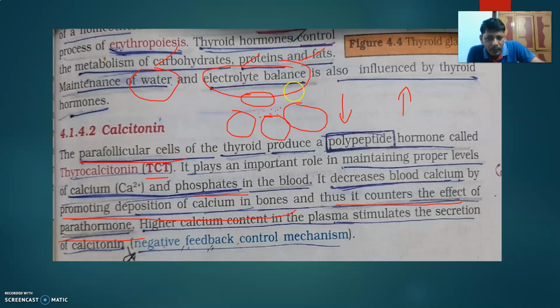A higher calcium content in the plasma stimulates the secretion of calcitonin. This is a negative feedback control mechanism. Whenever there is a high level of calcium in our blood, this hormone is released by the thyroid gland.